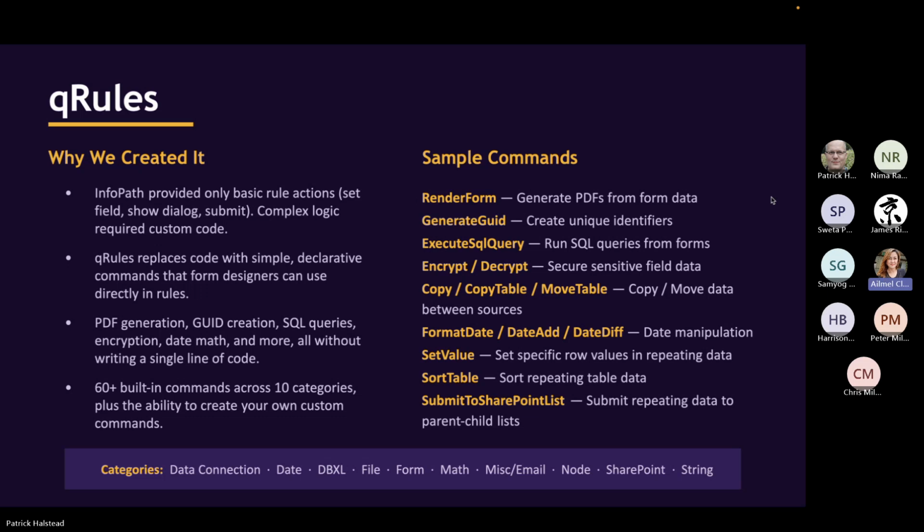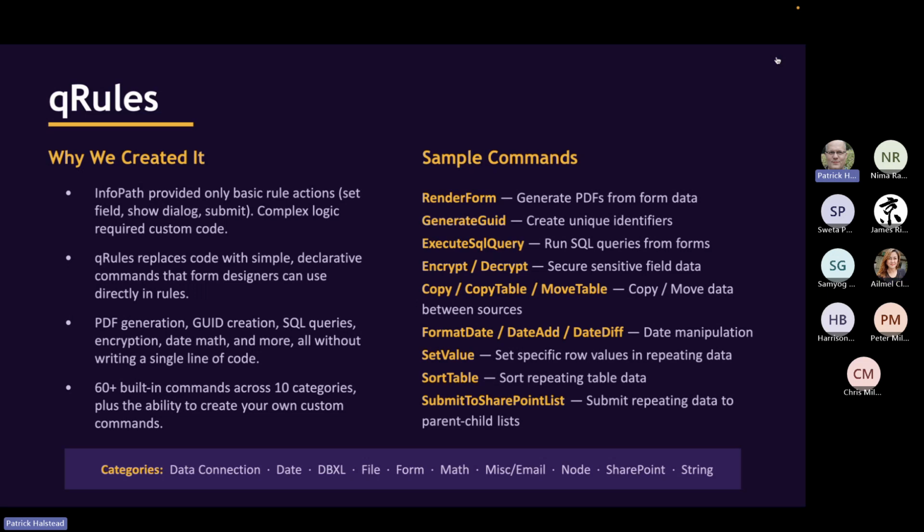So yeah, Q rules, we created this. It's a library of built-in commands. Right now we've got 60 plus. For example, date formats: you cannot format dates out of the box in InfoPath Designer and in InfoPath without writing your own code. So we created this library of commands using some script where you just need to specify the rule, know the command syntax, write the default stock rule, format date in this case, and then point to fields in your form.